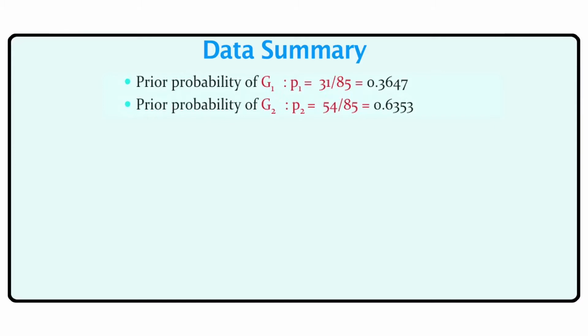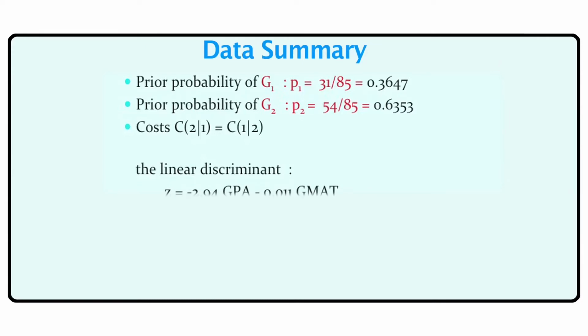Since 31 out of the 85 have been admitted, P1 must be equal to 31 by 85, which is 0.36. Similarly, P2 for G2 is 54 by 85, which is 0.635. Of course, P2 could have been obtained by taking 1 minus P1. In this case, the costs of misclassification are the same, because whether admitted or not admitted, if you misclassify, assume that there is no difference in the two costs.